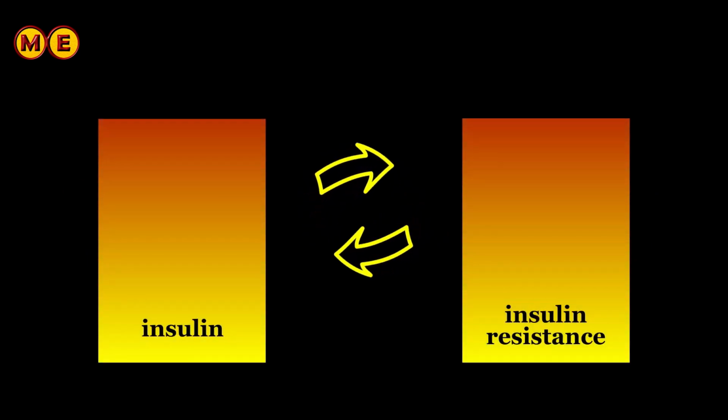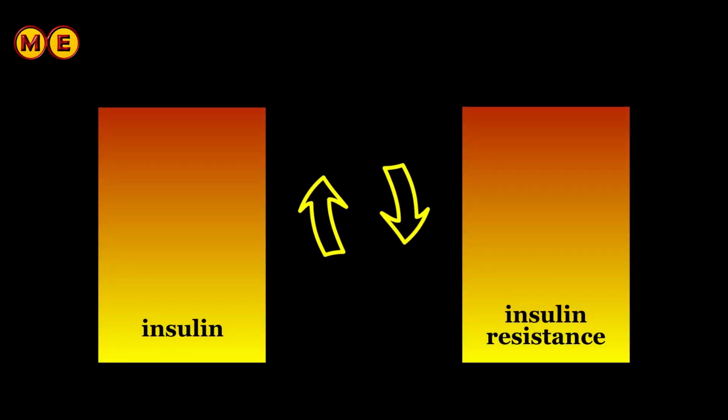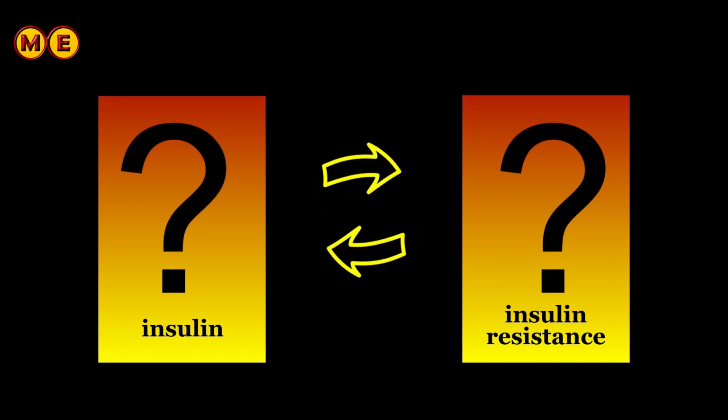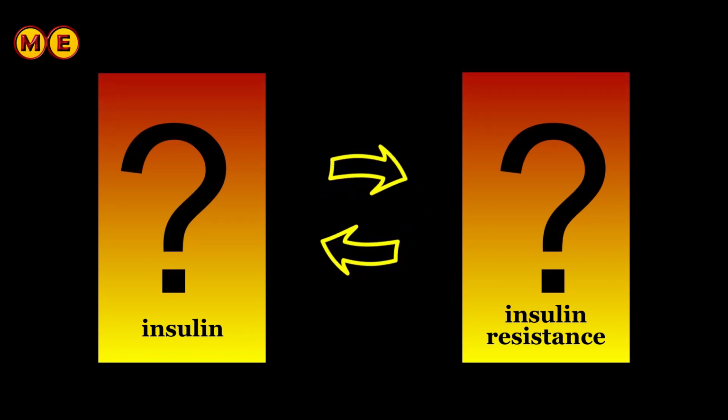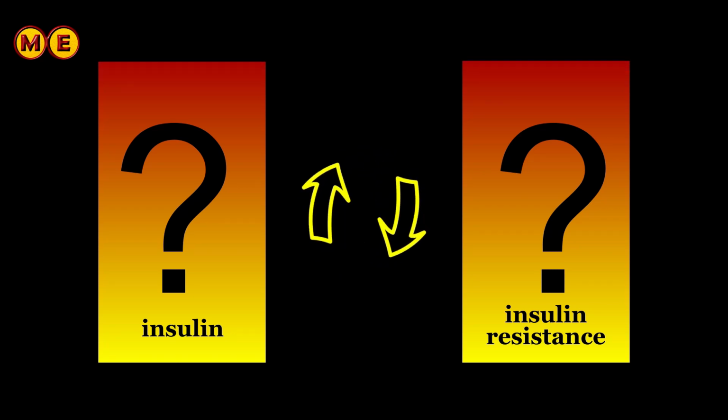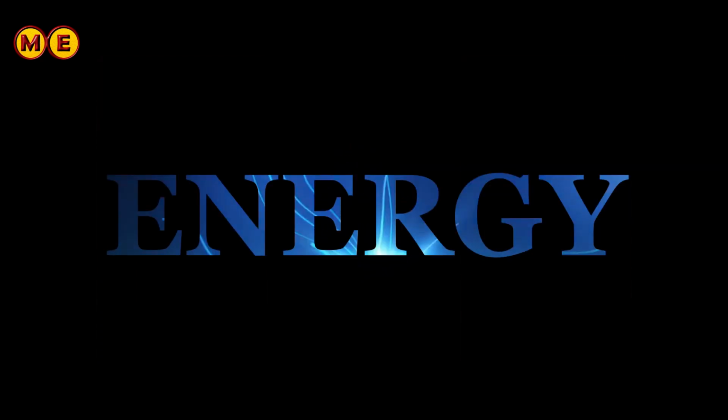So, to understand why we are entangled in this vicious circle, we need to know what is insulin and what is insulin resistance. And to understand them, we need to know how our body uses and stores energy.